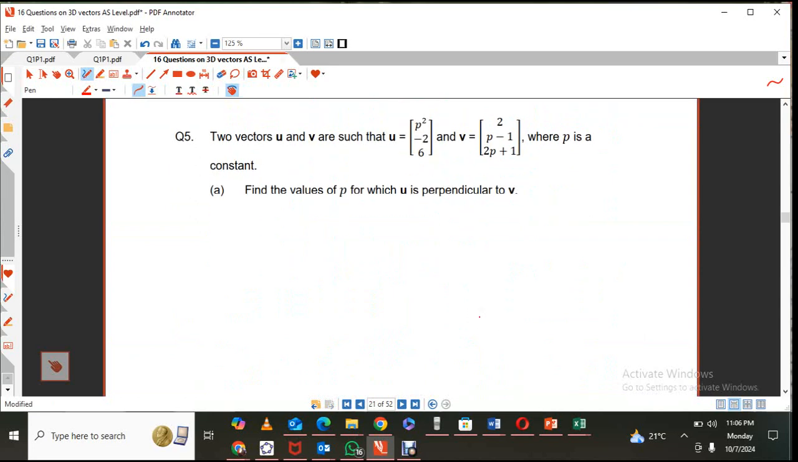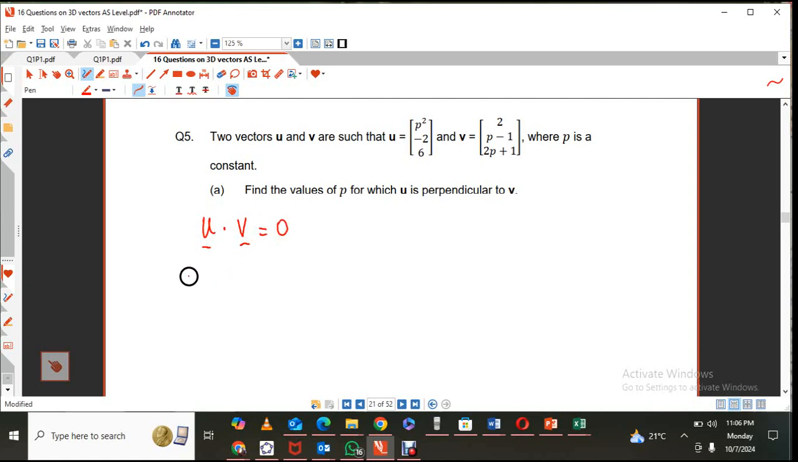Good. Question 5. So you have got vectors here, u and v, and they are saying that the p that you see there is a constant. Find the values of p for which the two vectors are perpendicular. So again, perpendicular vectors means that the dot product should equal 0. But of course, we can go ahead and say u dotted with v should give you 0.